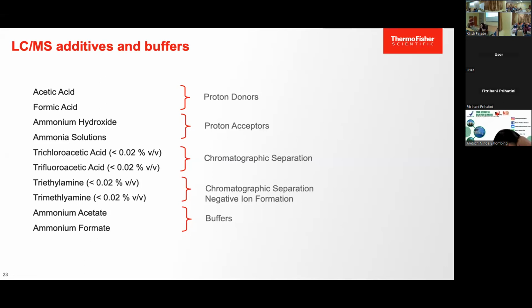So if you are dealing with negative ion formation, this is the limit that you should look at. All of them will be less than 0.02 volume to volume. Okay, next.